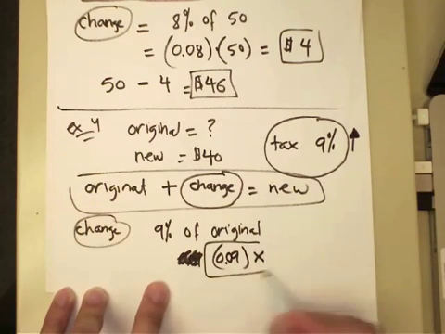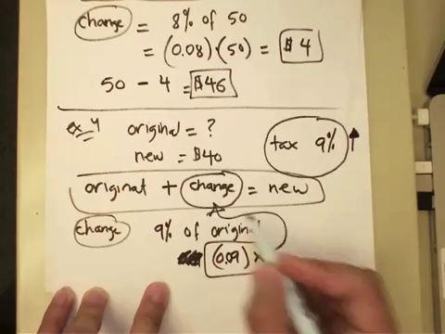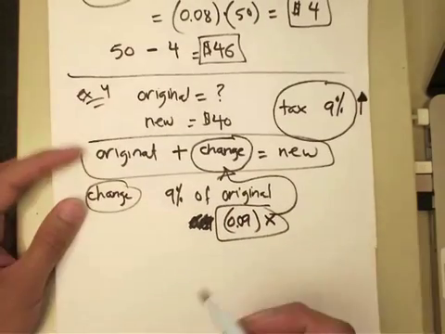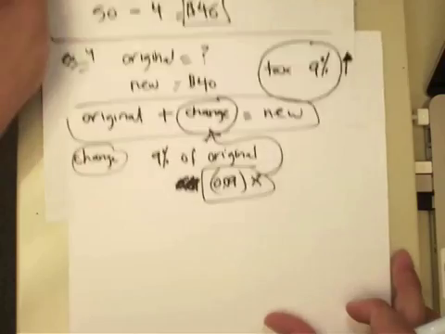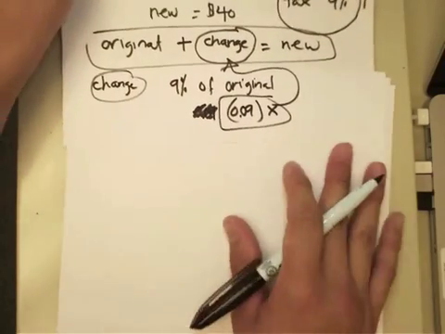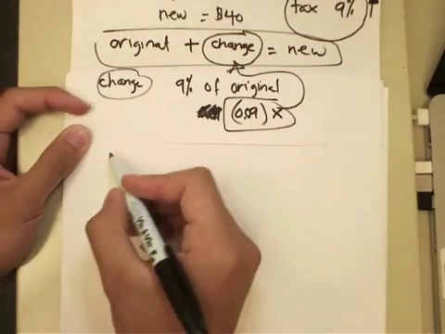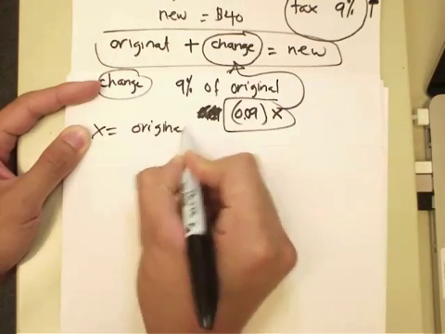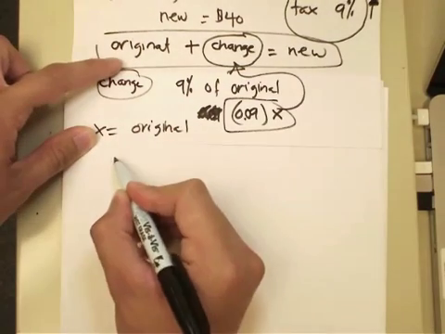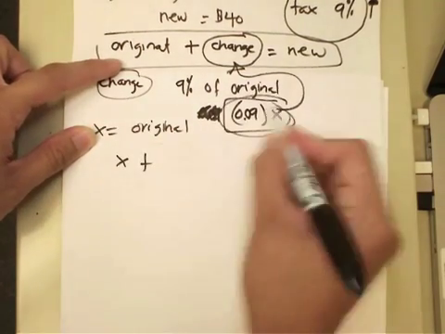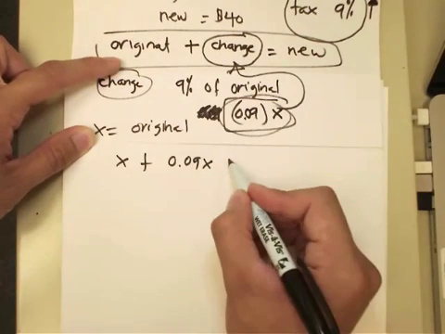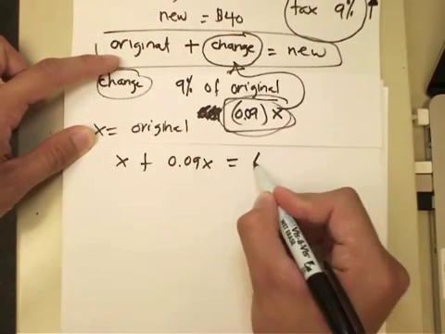So this here can be plugged back into the change. That's how we find the change, right? So to rewrite this whole problem, let's just go ahead and write this down. It will look something like this. Since we call x our original price, then we can replace this structure as x plus the change, 0.09 times the original, to get the change, equals the new price, which is $40.